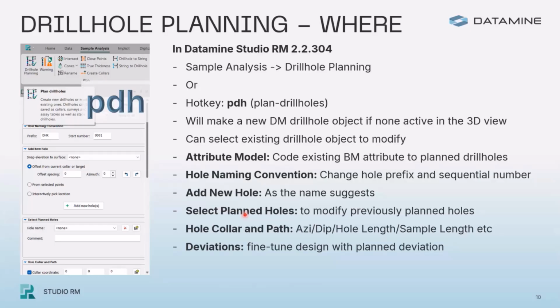And if you do want to make modifications to a hole that's already in the database, you can select the planned drill hole to make changes to it. You can also determine or change the color and the azimuth and dip through the color and path field. And finally, if you have a lot of deviation data, like we do in a lot of the operational settings, you can account for the expected deviation from the drill hole designing stages.